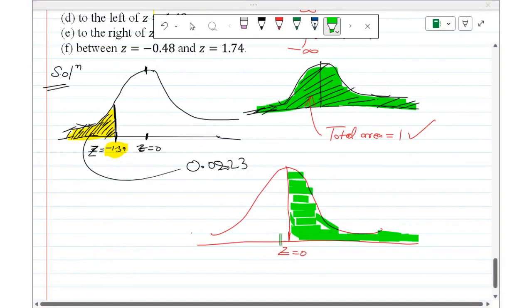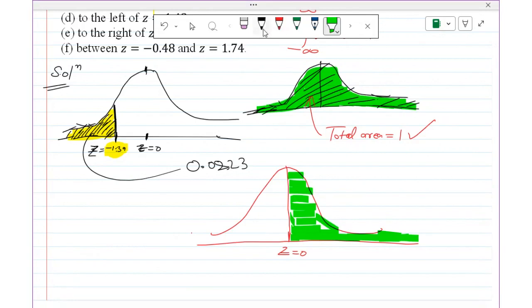Now I'm asking, on the right side, how much area will be there? The hint is, this is a symmetric diagram. On the center, it is symmetric. Now the total area is 1. So how much area will be on the right side total? On the right side, that in the green color.